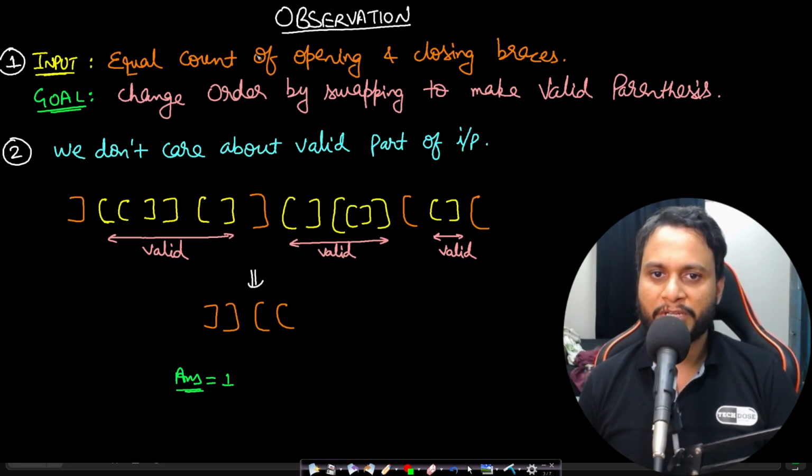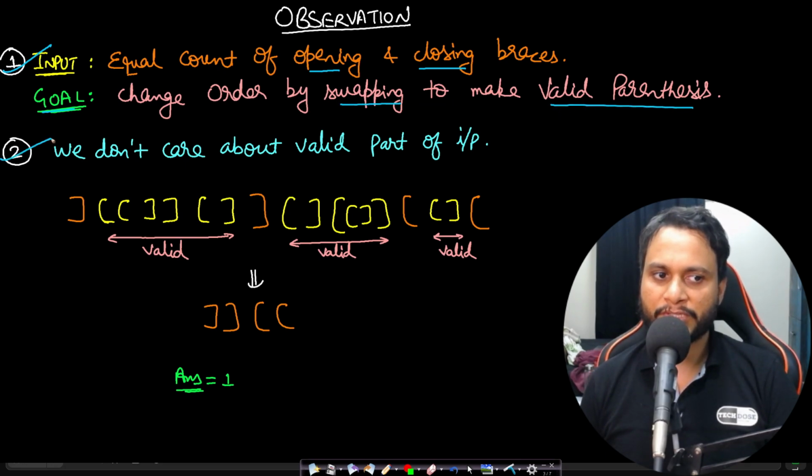Now there are multiple observations in this problem in order to solve it. The first observation is the input says that equal count of opening and closing brackets are given. Therefore it will always be possible to make it a valid parenthesis. Our goal is to change the order by swapping to make the valid parenthesis.